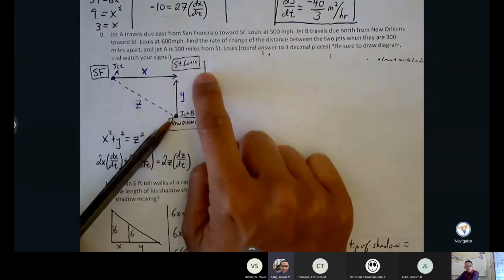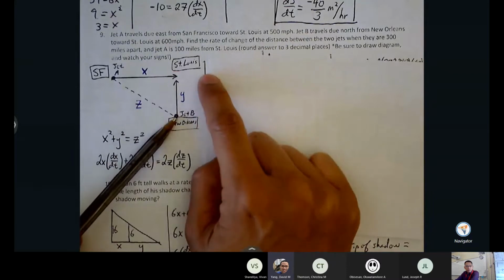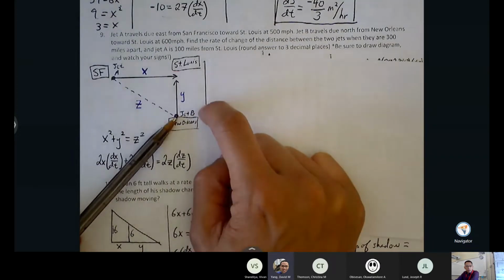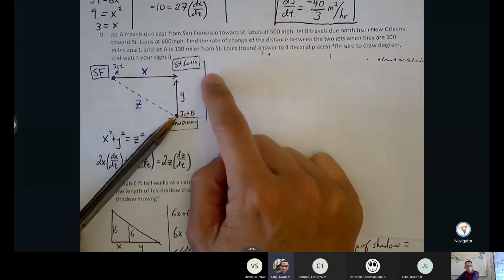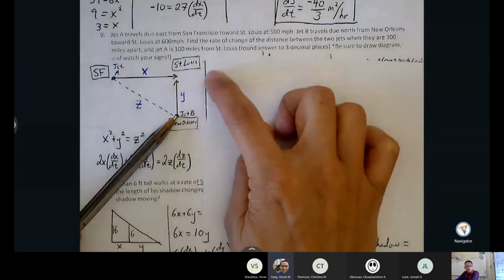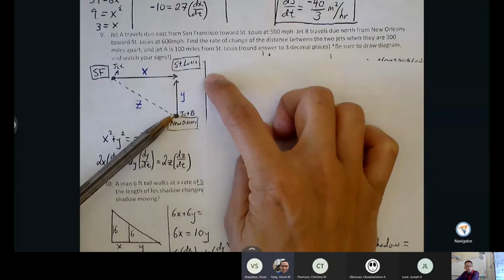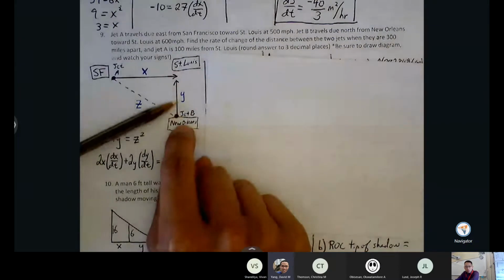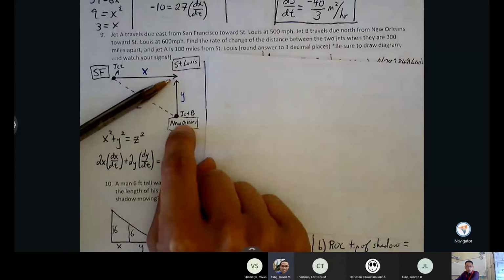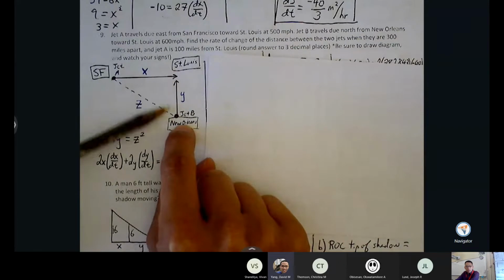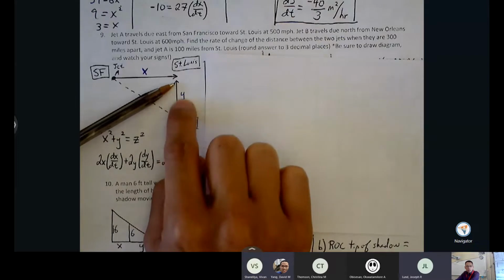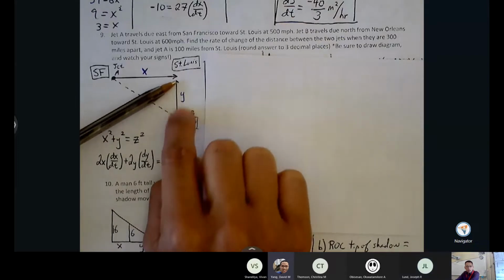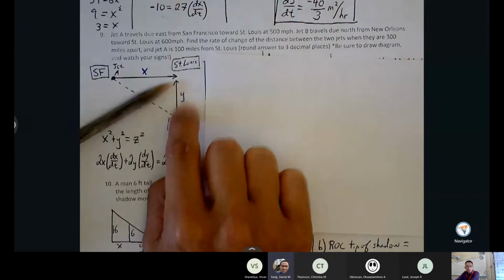What about Jet B? How about dy/dt? Positive or negative? I think it's positive. Okay, so it's going north. Sometimes we associate north with positive, which is possible. But what's happening to this length? Would it also be negative? It's getting closer to St. Louis as well. It's getting closer, right? It's causing this length of our triangle to decrease.